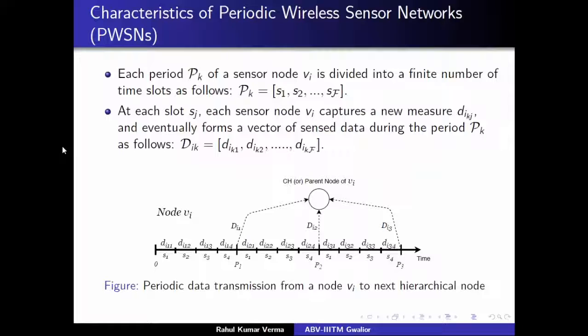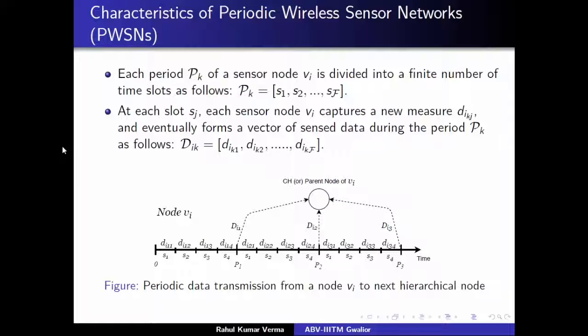This is a small figure. On the right side you can see the time, and there are three periods in this figure, let's say P1, P2, and P3. Each period is divided into a finite number of slots. In each slot, data is sensed: S1, S2, S3, and S4. These are the data points sensed in a particular period.